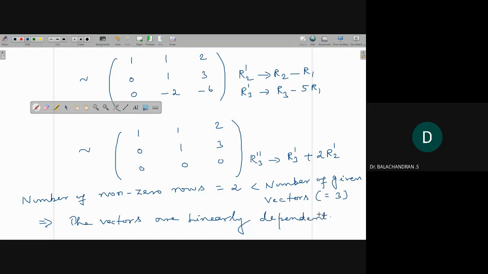Sir, if the number of non-zero rows and the number of given vectors are equal, then the vectors are linearly independent? Yes, if the number of non-zero rows is equal to the number of given vectors, then it is linearly independent. Okay, sir.